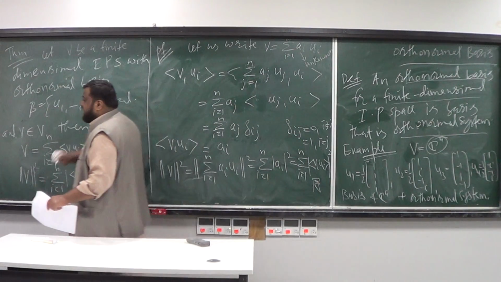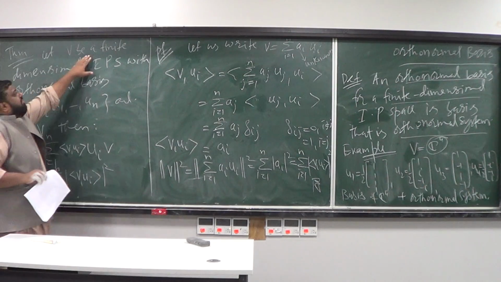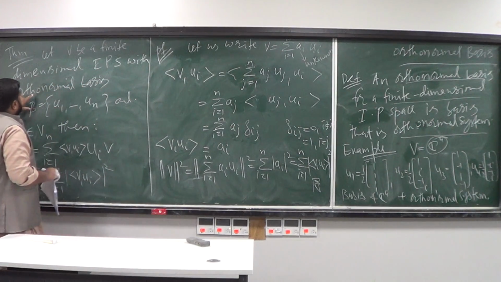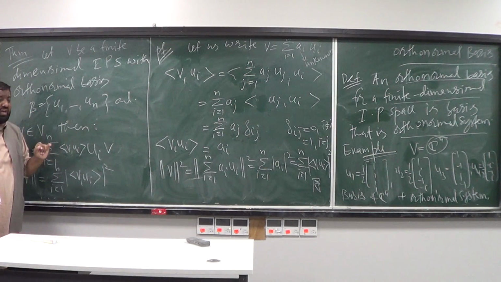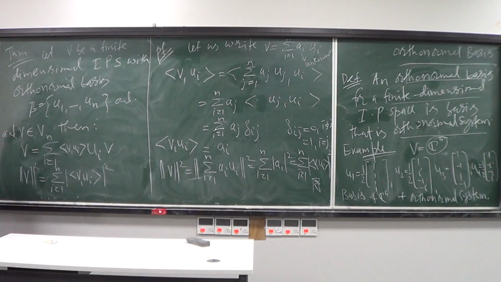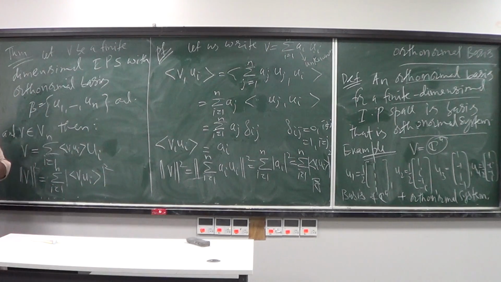Okay, so what is this theorem telling you? This beautiful theorem is telling you that if you have a finite dimensional inner product space and you have an orthonormal basis, then any vector can be represented very easily in terms of this basis as this combination.